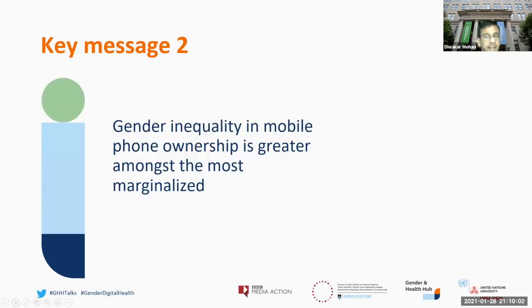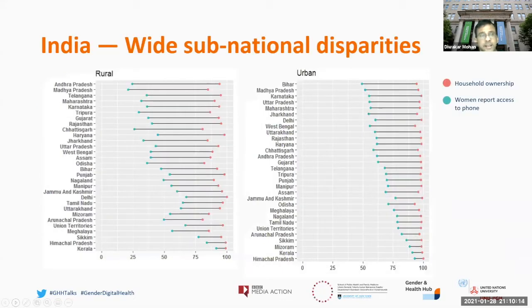The digital gender gap that we quantified previously is also affected by many social determinants, including wealth, education, social groupings, urban and rural residents, etc. The net result is that this gap is greater among the most marginalized.